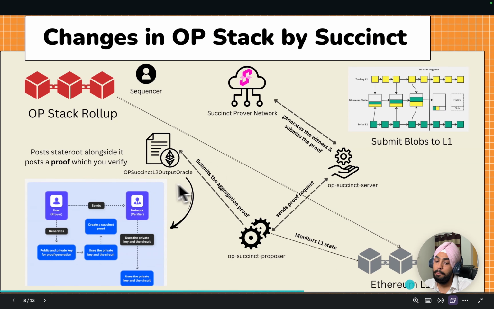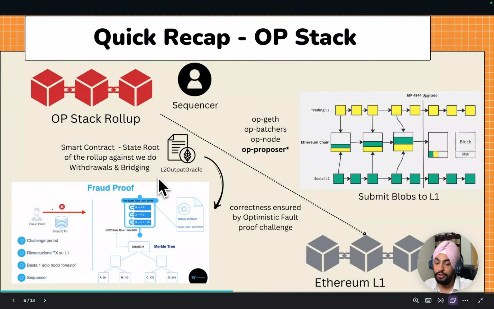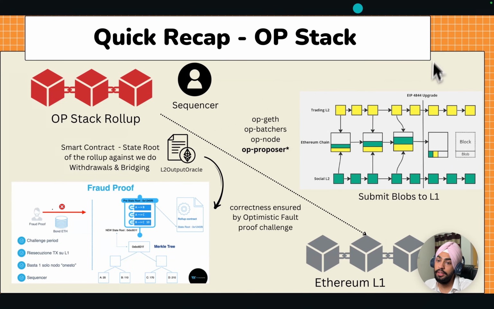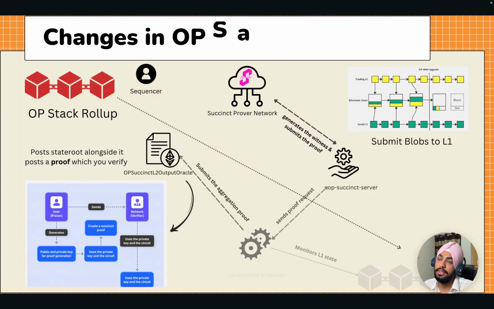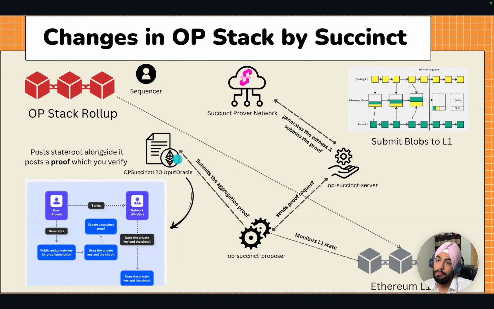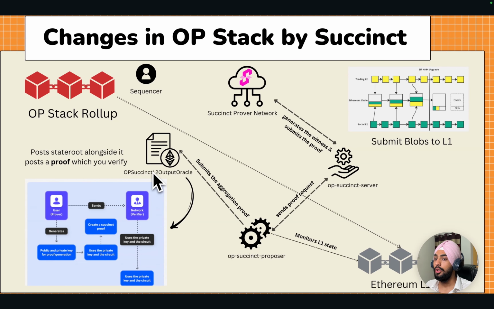So if you go to the diagram, in this particular OP setup, the contract only posts the state root. But when you come to the OP Succinct stack from Succinct Tech, this particular contract, along with posting the state root, also posts a proof itself, right? So the first thing was replacing this particular contract, right?